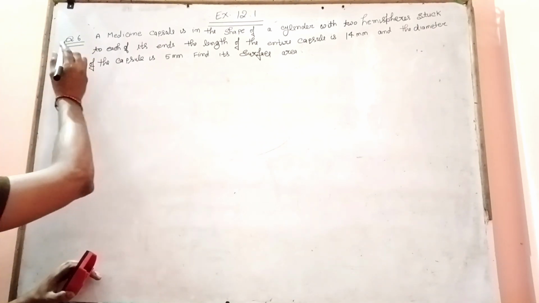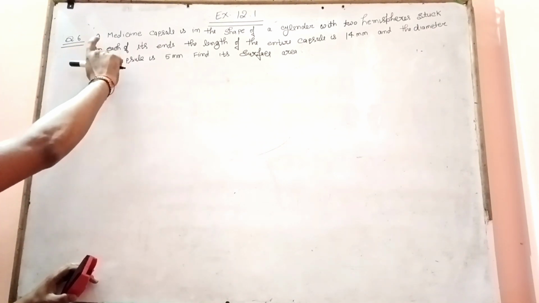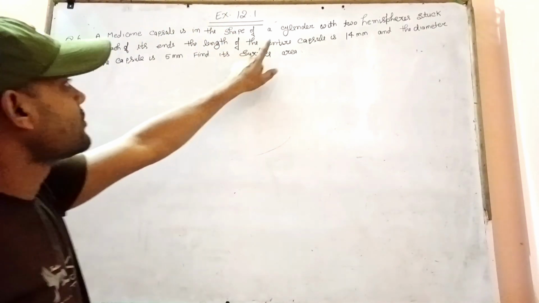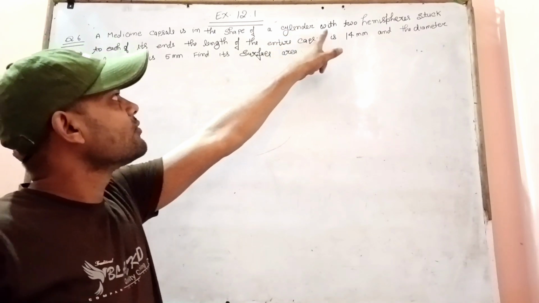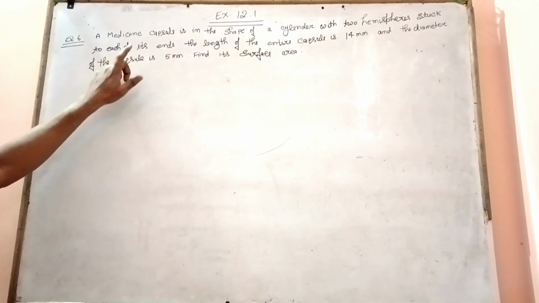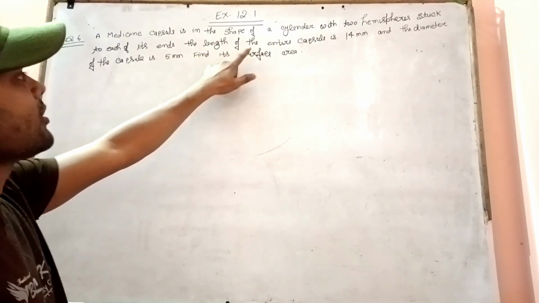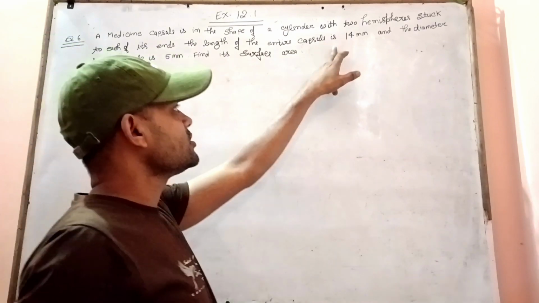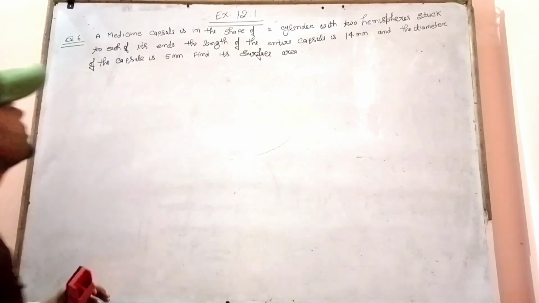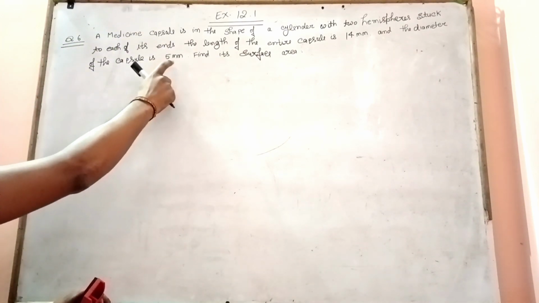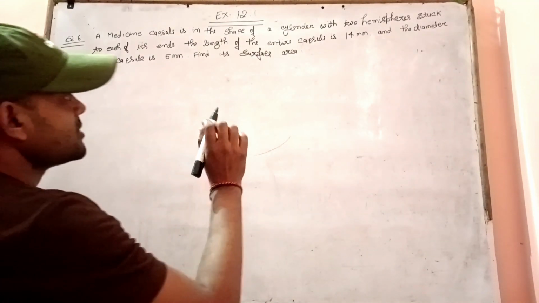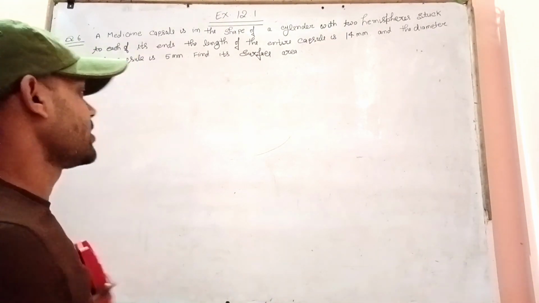Question number 6: A medicine capsule is in the shape of a cylinder with two hemispheres stuck to each of its ends. The length of the entire capsule is 14 mm and the diameter of the capsule is 5 mm. Find its surface area. First we will draw the figure, then solve the question.